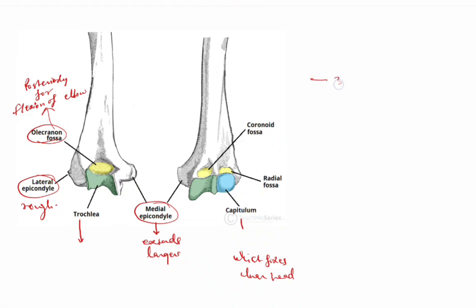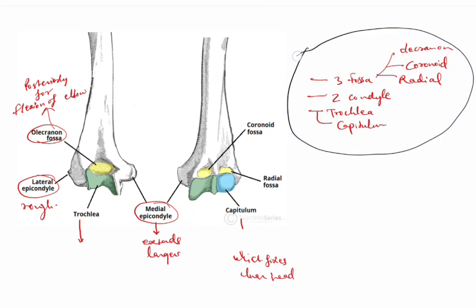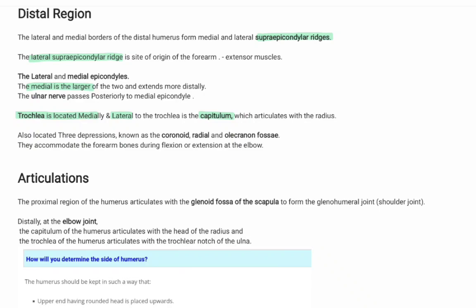Now in the distal end of the humerus we have three fossae and two condyles, which are the lateral and the medial epicondyle, and one is the trochlea and another is the capitulum. The three fossae we have are the olecranon, coronoid and the radial fossa, all for the attachment of the elbow joint during flexion. Trochlea, and the capitulum is lateral to the trochlea. So these are the distal parts of the humerus bone.